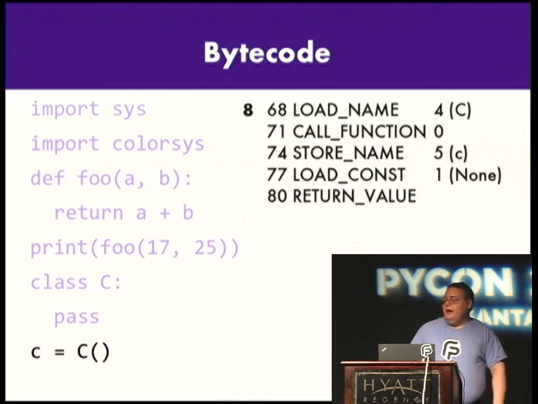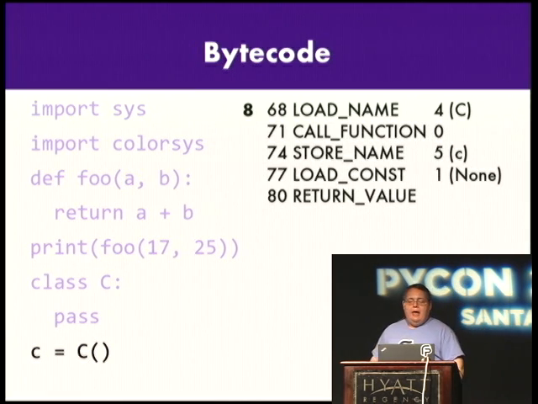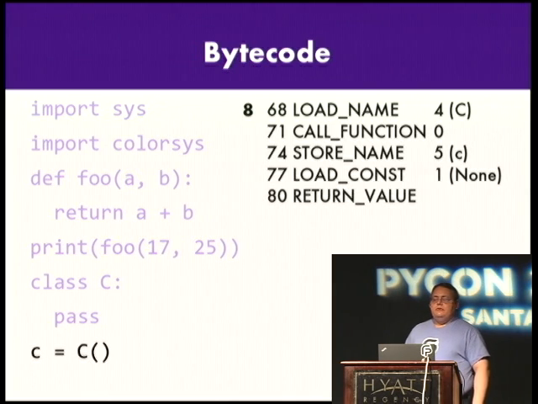So the last line of my bytecode here is c equals capital C. And it looks very similar. We're loading the name, we're calling the function, because classes are just callable objects in Python. And we're storing the result in lowercase c.